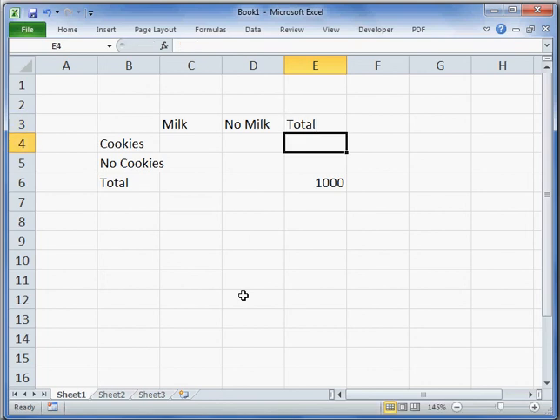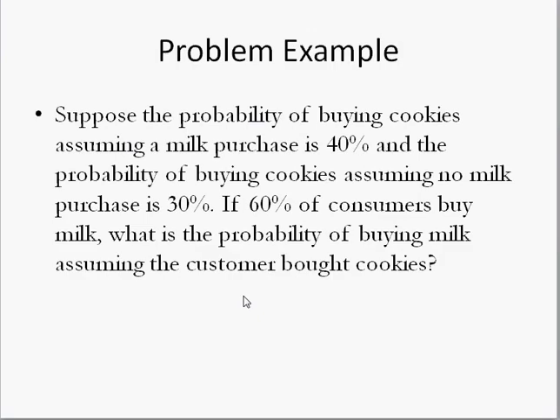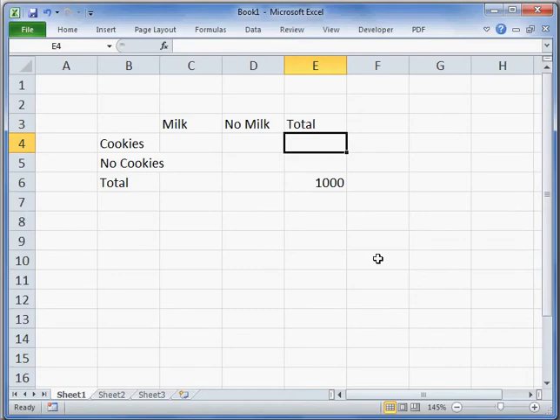So the first information we need is the marginal probability. That's the probability that does not contain conditioning information. That is here in this second sentence. 60% of the consumers buy milk. So if you have 1,000 consumers and 60% of that 1,000 buy milk, that means there are 0.6 times 1,000, or 600 consumers in a 1,000 consumer sample that will have purchased milk. And that also means that 400 did not.